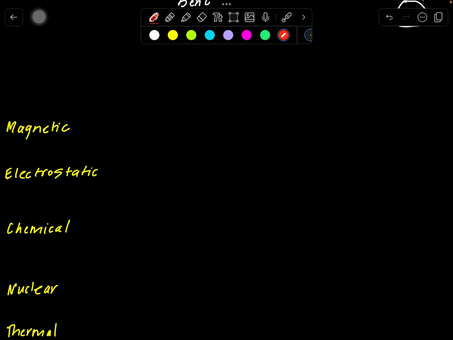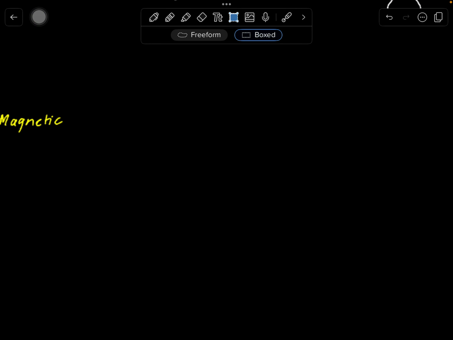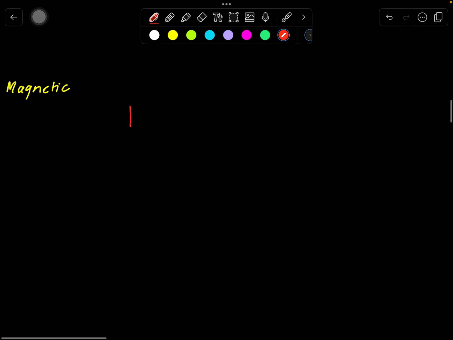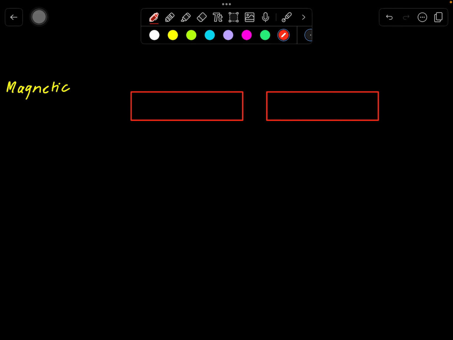All right. Next, we have magnetic energy. We all have played with magnets at one point of our life or another, and we know that we have the North Pole and the South Pole. Just like planets, magnets also have a field around themselves in which they can apply a force on another magnet.